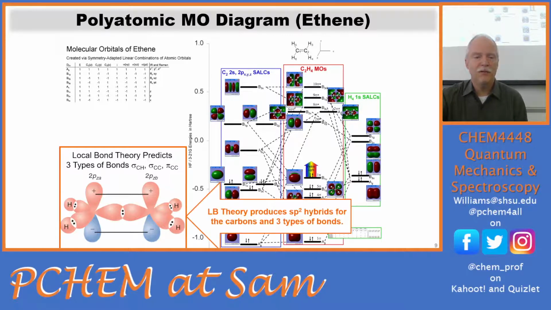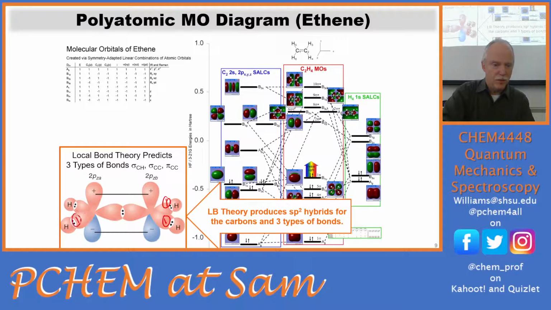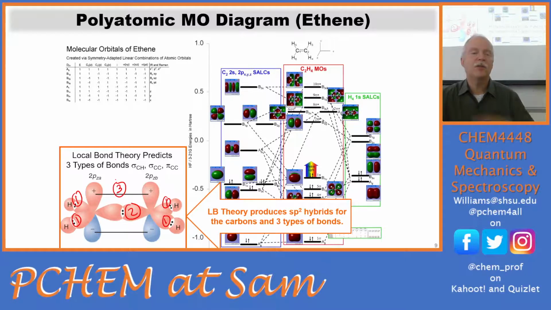So let's practice that. First of all, though, the localized bond theory produces sp2 hybrids for the carbons, and it would predict 3 types of bonds. So if we did an XPS and we got 3 peaks, that would support localized bond theory. Okay, the 3 types of bonds are the CH bonds. So I'm going to put 1 on those. So all of those would be the same kind of bond. And then the sigma bond between the carbons would be a second type of bond. And then the pi bond would be a third type of bond. So those are the 3 types of bonds in the ethene molecule. So if we got 3 peaks in the XPS, that would confirm localized bond theory.